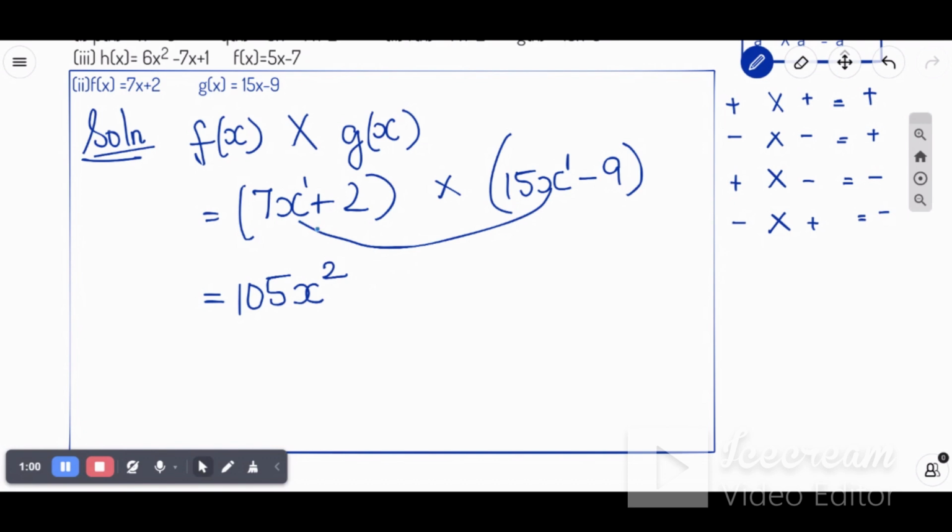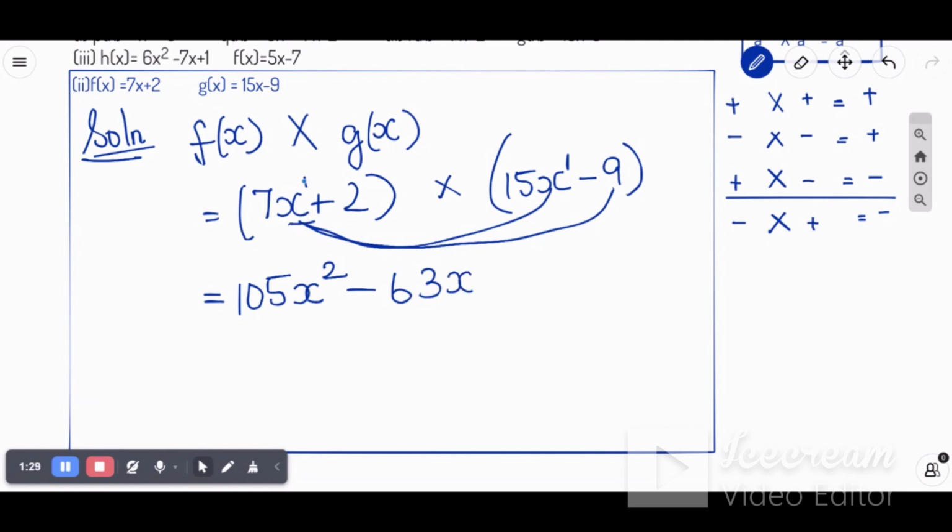And then the next will be 7x with your minus 9. The first term I didn't do anything to because this is positive and this is positive. In the second one, 7x is positive but minus 9 is negative. A positive and a negative, so you have to put a negative symbol. 7 9s are 63. And don't forget this x, put your x.